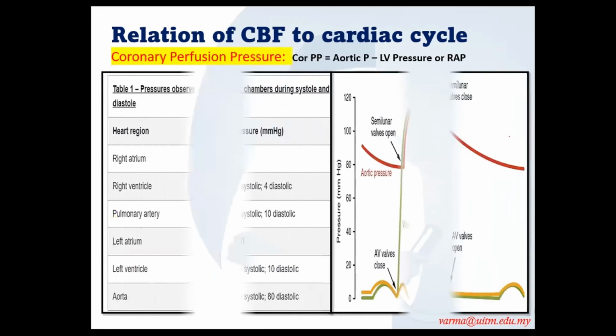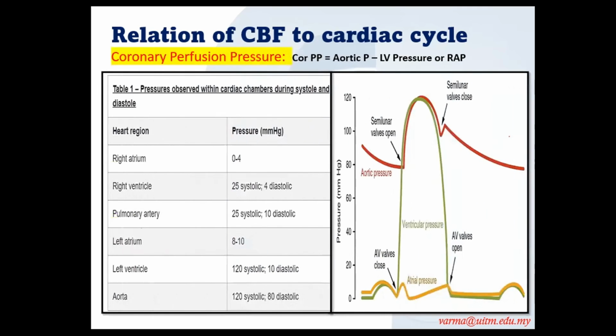Okay, relation of CBF to cardiac cycle. This is to mention about the pressure. So remember about the left ventricle 120, 80 is your aorta. This is the one, aorta 120, 80. I'll leave it to you all. This can come out in the pressures of the chamber, you must know.